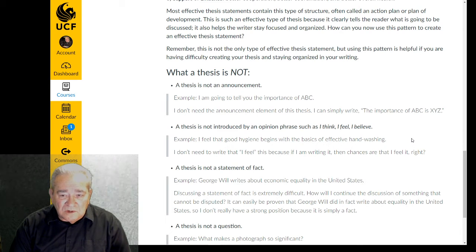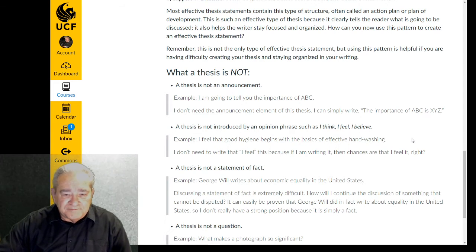in one sense of the word, it can't be really considered a fact. It probably could be considered a fact in some ways, but you're going to support the idea because by itself, it doesn't give you all the reasons why good hygiene begins with effective hand washing. So there's much more to it.